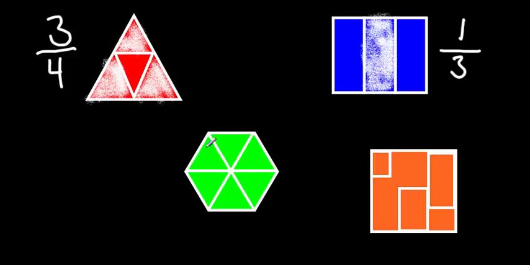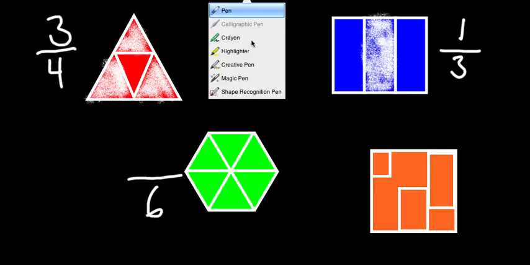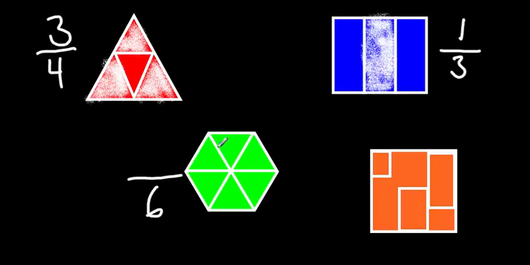Right here I have a hexagon. It's got 6 sides, 6 equal sides. 1, 2, 3, 4, 5, 6. It's got 6 equal sides. That's my denominator, the total amount of equal sides. And I'm going to start shading. So I'm going to get my white crayon, and I'm going to shade.